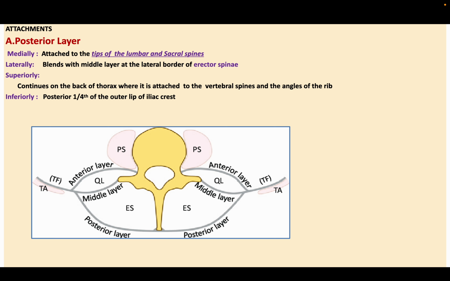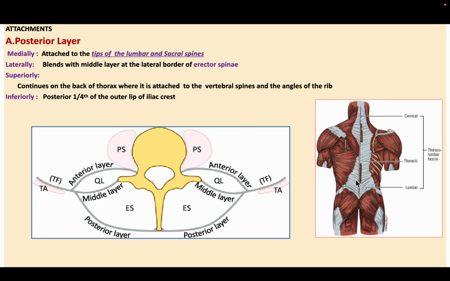Coming to the attachments, first is the posterior layer, which is attached medially to the tips of the lumbar and sacral spines, and laterally it blends with the middle layer at the lateral border of the erector spinae muscle. So this is the site of attachment of the erector spinae muscle. Superiorly, it continues on the back of the thorax, where it is attached to the vertebral spines and the angles of the ribs. Inferiorly, it is attached to the posterior one-quarter of the outer lip of the iliac crest.